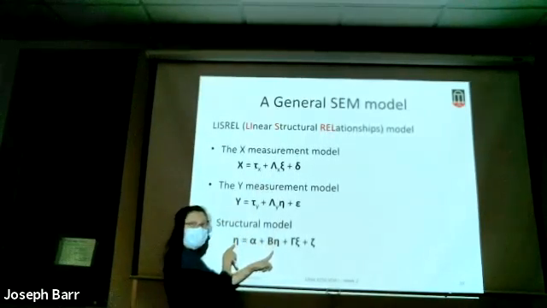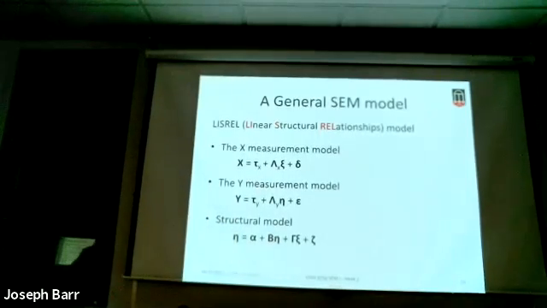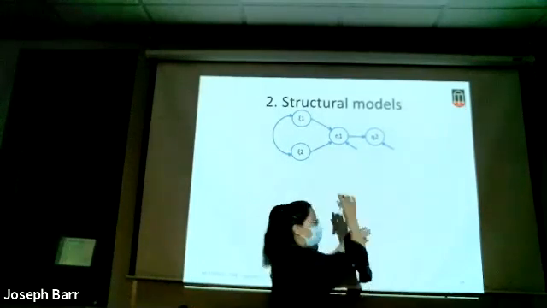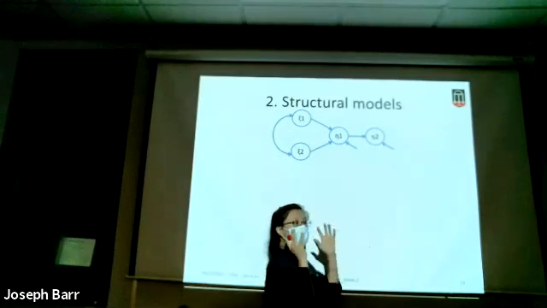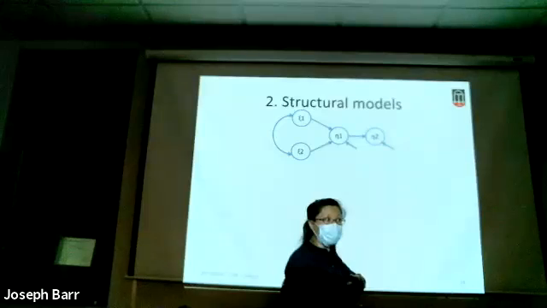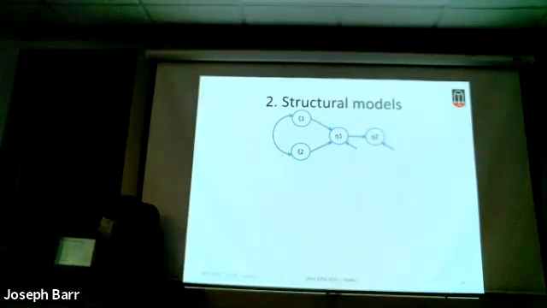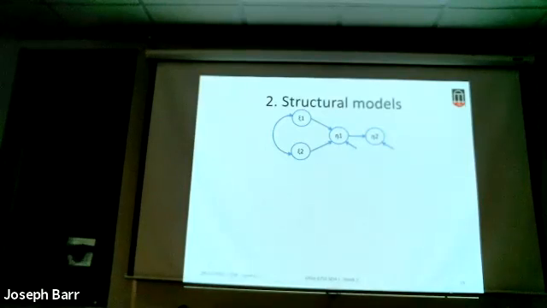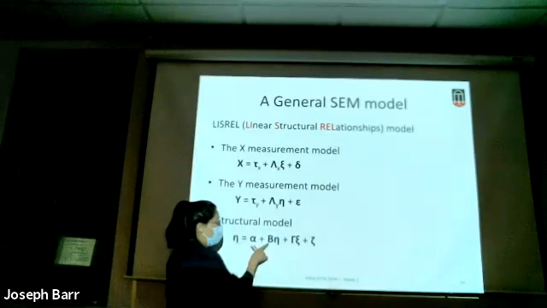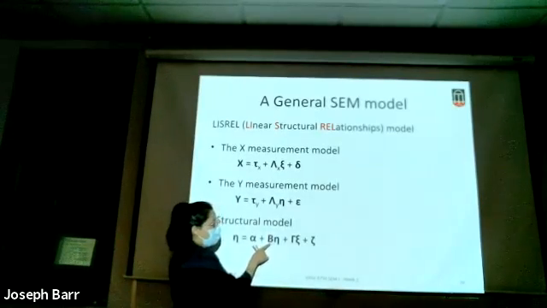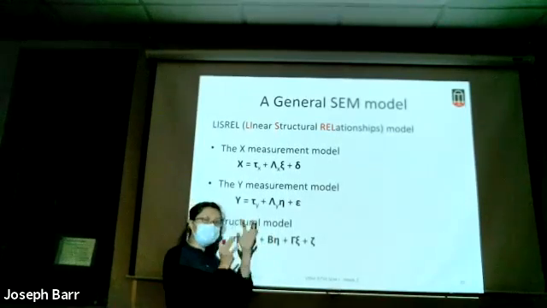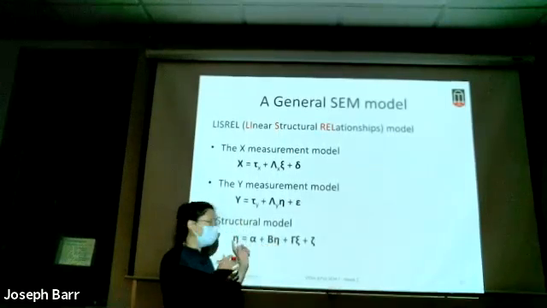From eta to eta, there's a relationship. Let's look at this diagram. If eta is the vector eta 1, eta 2, you can use a matrix to tell the relationship between eta 1 to eta 2. Everything is stored here. The direction from eta 1 to eta 2 will be described inside of this matrix. This matrix tells us the relationship between eta.